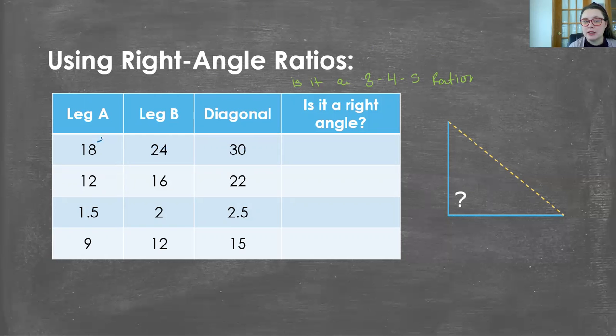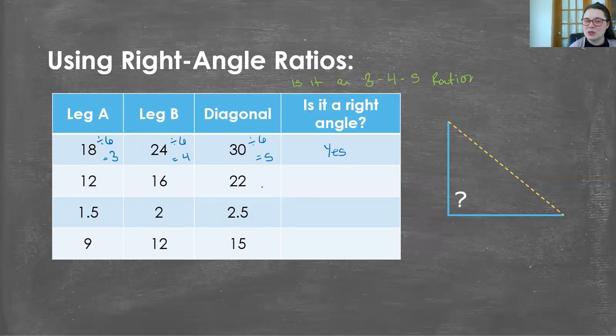So 18 divided by 6 leaves me with 3. 24 divided by 6 is equal to 4, and 30 divided by 6 is equal to 5. Is it a right angle? Well, the 5 is the diagonal, 4 and 3 are the 2 legs. Is it right? Yes. It follows the Pythagorean triple.